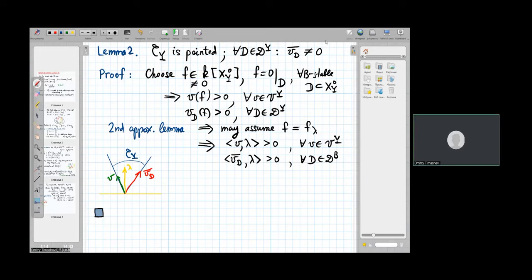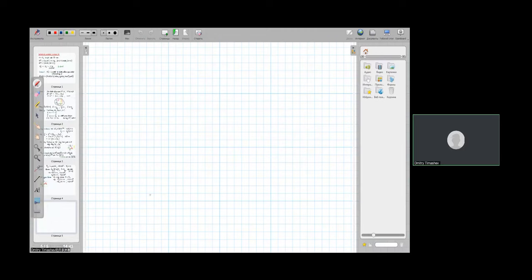Okay, I think it is time to continue the lecture. So we have proved that this cone is pointed, and additionally, the vectors corresponding to colors in this distinguished subset are non-zero. All the vectors are non-zero. So the next lemma gives us yet another property of this cone, lemma 3.